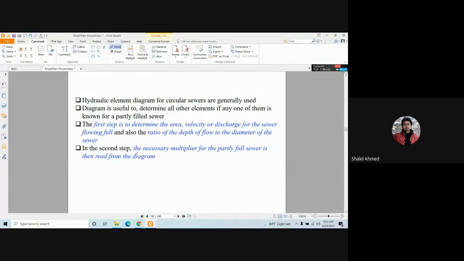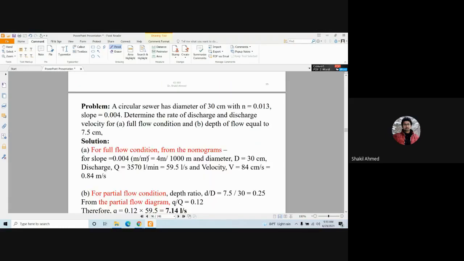Now, how to apply this diagram in the estimation of hydraulic parameters? The first step is to determine the area, velocity, or discharge for the pipe flowing full, and also the ratio of the depth of flow to the diameter of the pipe. In the second step, the necessary multiplier for the partial flow pipe is then read from the diagram. Let's see an example problem.